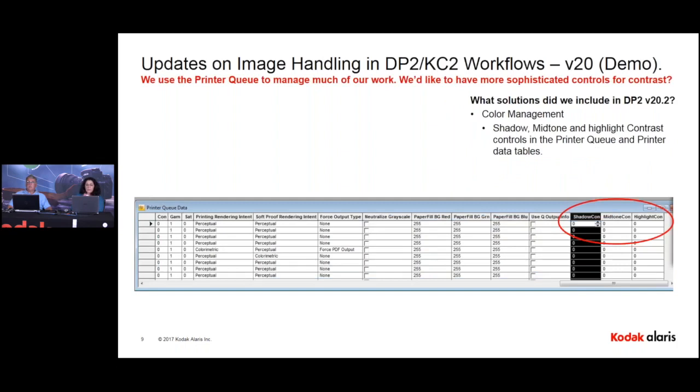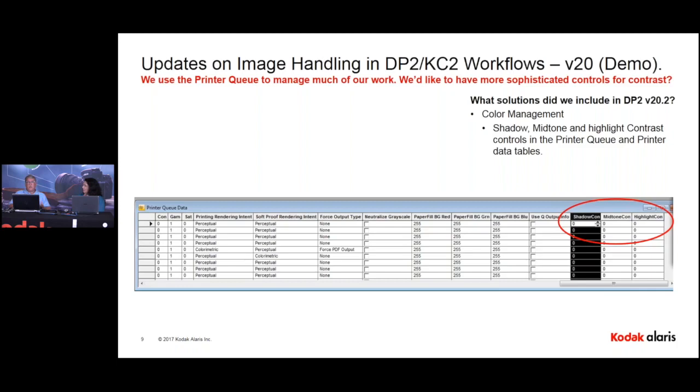So here's another way in which we manage our color out to the printer. This, though, is about the printer and not about the operator. We've added 3 new fields to the printer queue table and also the printer table that will allow you to modify the highlight, shadow, or midtone contrast segments of the images or pages being printed on those particular printers. For example, you might have a printer that is calibrated.